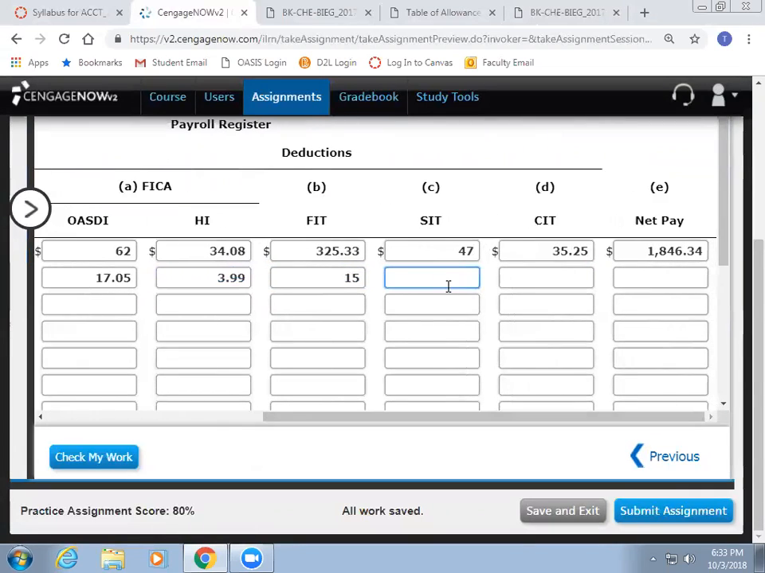Again, the rest of the withholdings are just taking percentages. So 2% for state would be $5. And for city, it'd be 1.5% for $3.75. And then we take her gross, the 275 minus those 5 deductions, and her paycheck would be $229.33. So we would do that for the remaining employees.